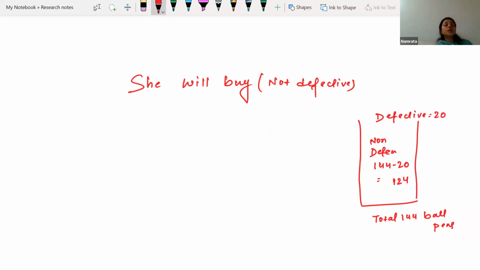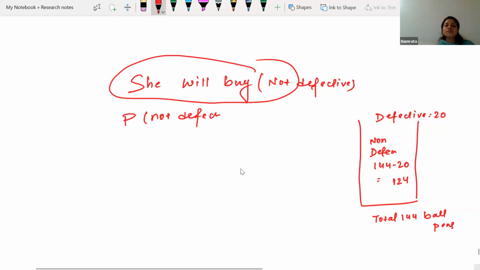That means she is going to buy the pen if the pen is not defective. How many not defective favorable cases are there? Probability of getting not defective we have to find. But it is not written in the question clearly. In the question it is written: what is the probability that she will buy it? So obviously when the pen is good, when the pen is not defective, then only she will buy it. So probability of not defective only we will be finding when the question is asking about this part, the circled part. Okay. So not defective is 124, total pens is 144.